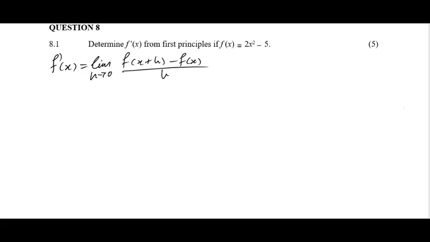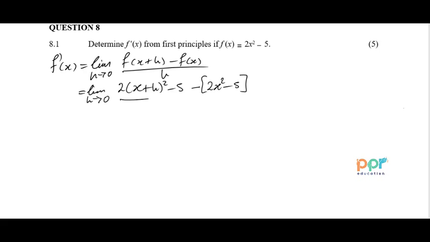So lokhu kusho ukuthi la khona u-x ngizo-add bani u-h kule graph ka-f. So now as the limit of h tends to 0, la khona u-x ngifaka u-h kuzoba 2 times (x plus h) all squared minus 5 minus f at x, 2x squared minus 5, all divided by h. As the limit of h approaches 0, so I need to expand (x plus h) all squared.